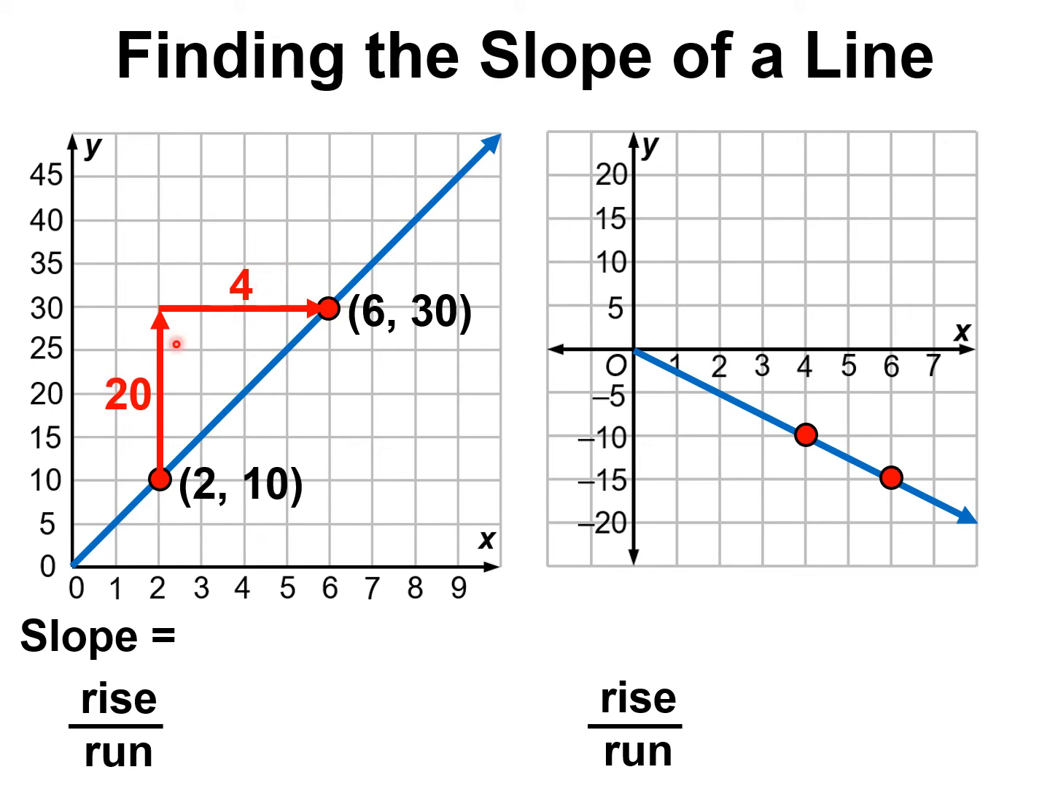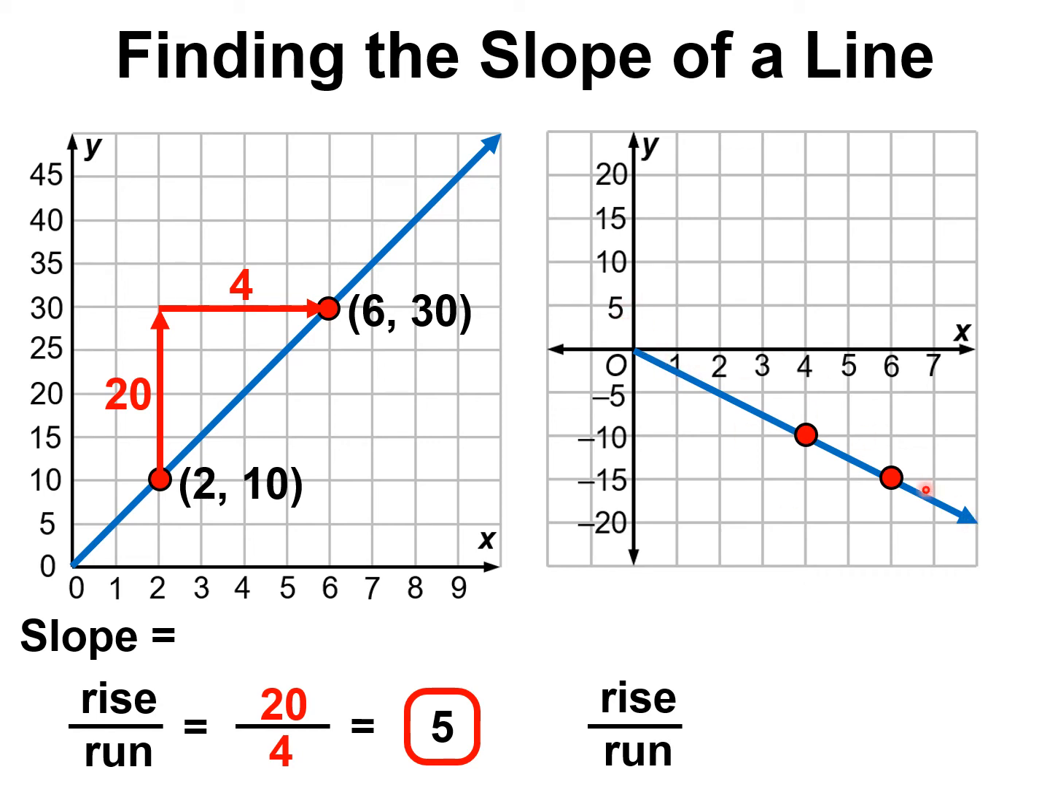But now that we have those two numbers, we can find the slope. We know the rise is 20. We know the run is 4, so the slope is 20 over 4. And 20 divided by 4 is 5. So we say the line has a slope of 5.